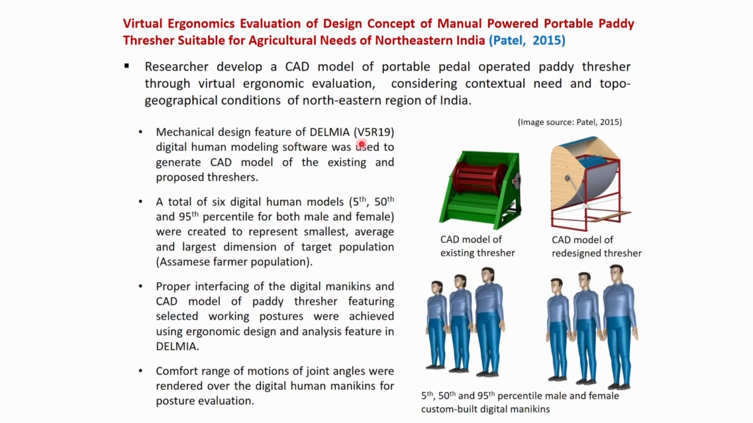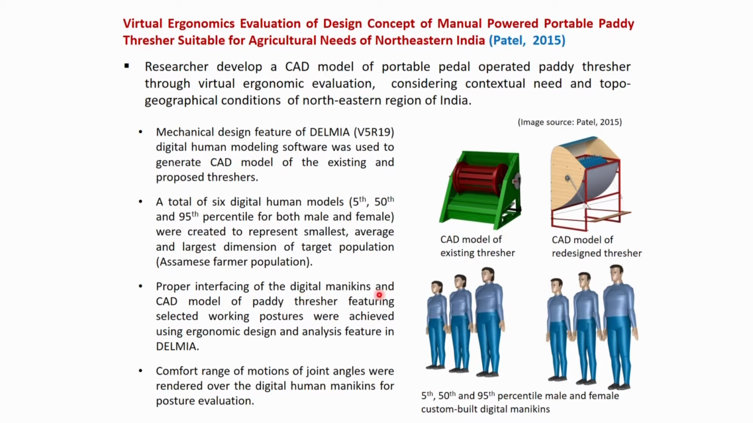Mechanical design feature of Delmia digital human modeling software was used to generate CAD model of the existing and proposed thresher, and as it is shown here. Total 6 digital human models, 5th percentile, 50th percentile, 95th percentile, both male and female. So these 6 digital human models are generated, which are the representative of smallest, average and largest dimension of the targeted population, and this targeted population was Assamese farmer population, from the state of Assam.